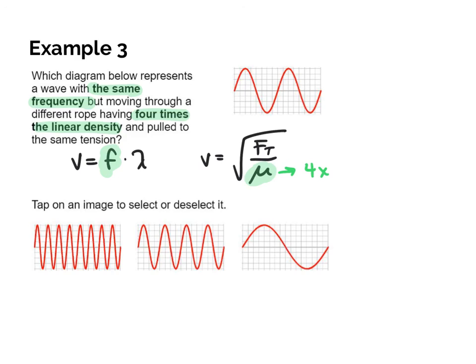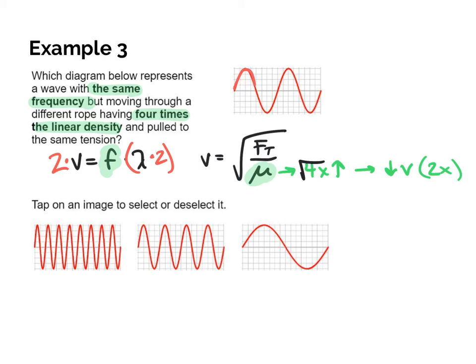Since density is in the denominator, and I'm increasing the density, that's going to cause a decrease in the speed. Okay, it's an inverse relationship. Now, because of the square root, if it's 4 times more dense, that means my speed is going to be 2 times smaller. Okay, so my wave speed is going to become 2 times smaller. Now, since my frequency is staying the same, that means my wavelength would have to be 2 times shorter in order to create that speed.